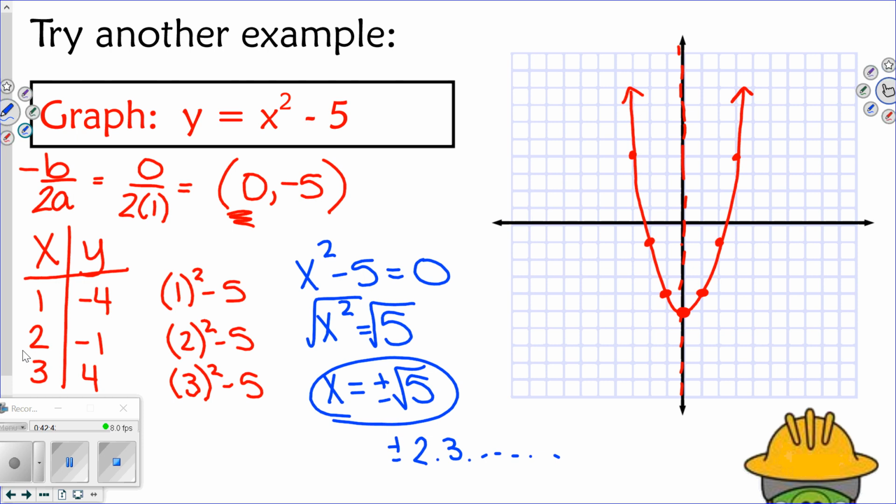Now we've always done plus or minus, right? Anytime you take the square root, plus or minus. Look at your answers. There's the negative 2.3 and so on, and there's the positive 2.3 and so on. Kind of cool though, right? Like the graph crosses the x-axis at exactly what your answers are.